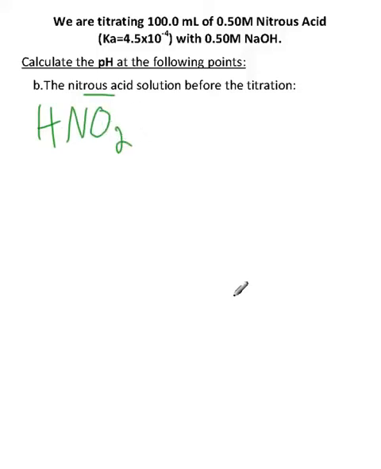Well, it's a weak acid. We know it's a weak acid because we have its Ka value right here, and it is less than 1. So when it's in solution, it's going to mix with the water, and it's going to hydrolyze. So we're going to add water to this, and it's going to make an equilibrium between NO2 minus, its conjugate base, and H3O plus.